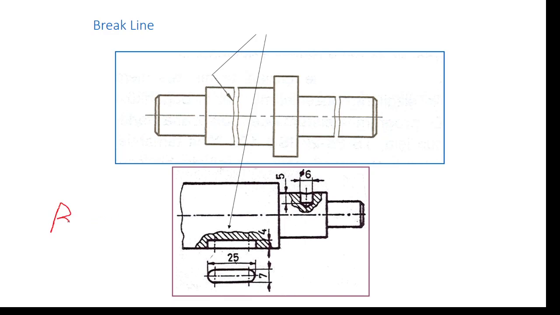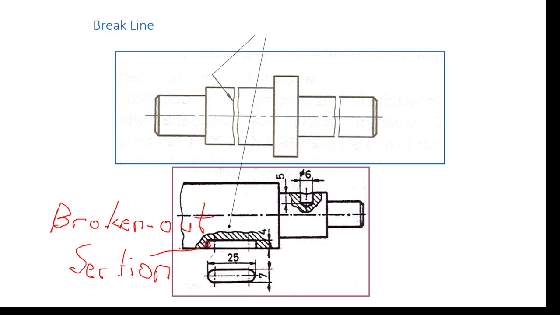Broken out section, also called partial section. Here, this cross-hatched part corresponds to a broken out section.